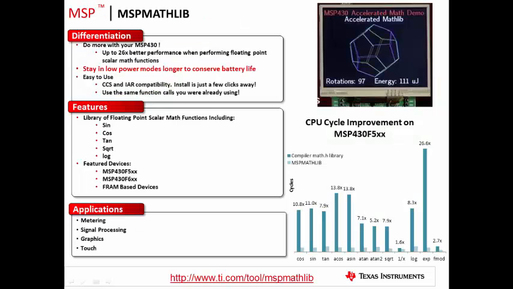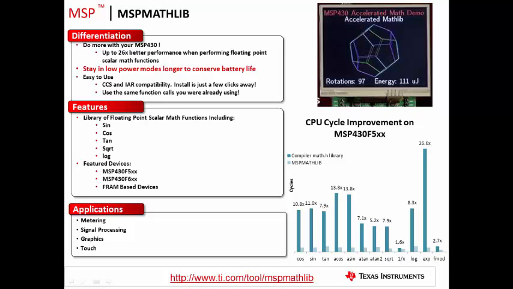MATHLib is a library provided by Texas Instruments which allows you to do math-heavy floating point calculations up to 26 times faster for most common math functions, including sine, cosine, square root, etc. This will let you get through your code faster and back to low power mode to conserve energy. MATHLib is built into CCS v6, so it's even easier to add to your projects now.